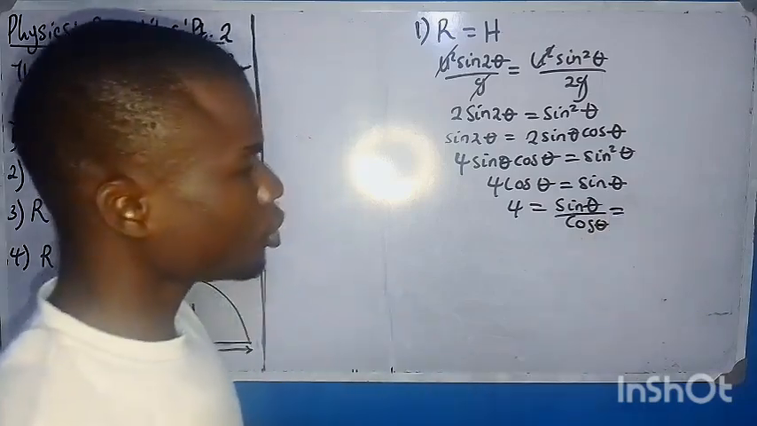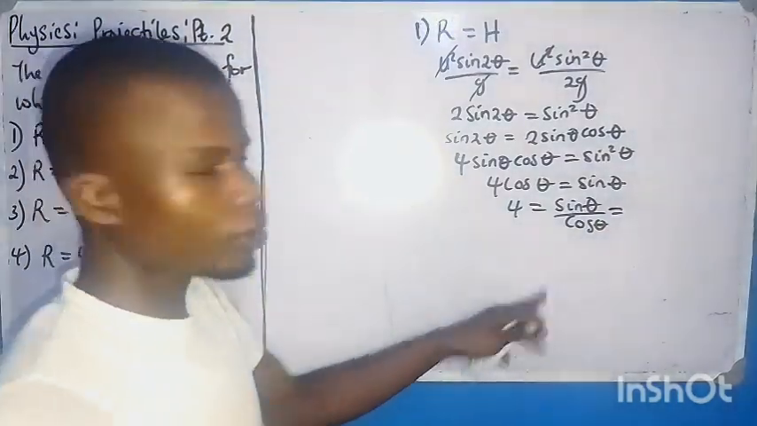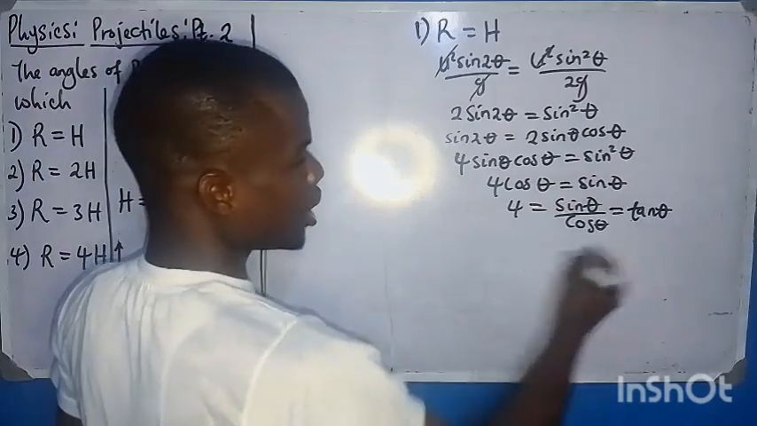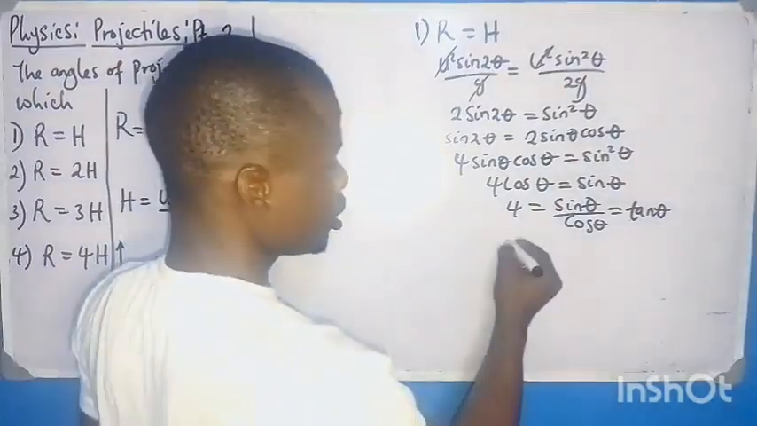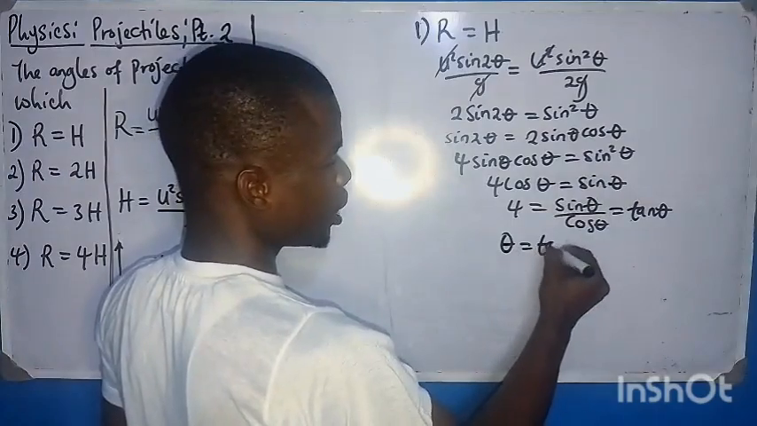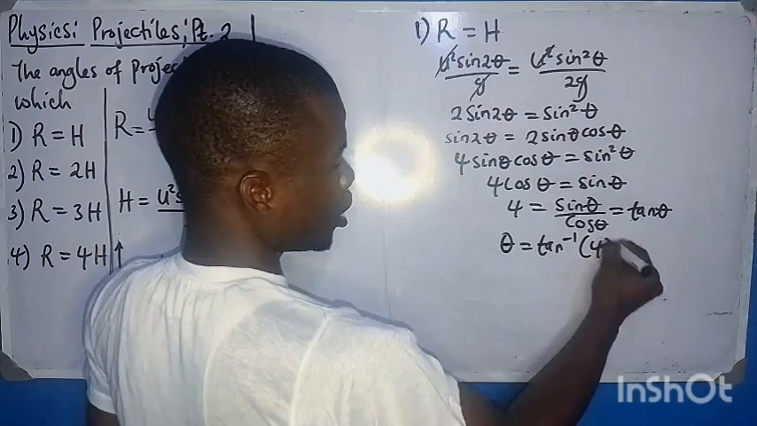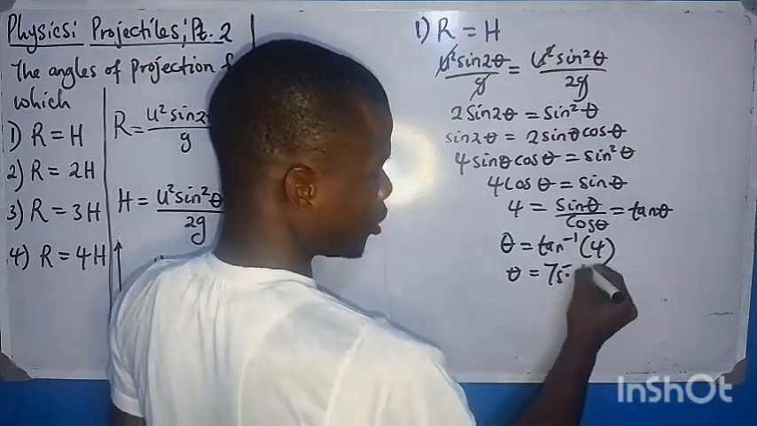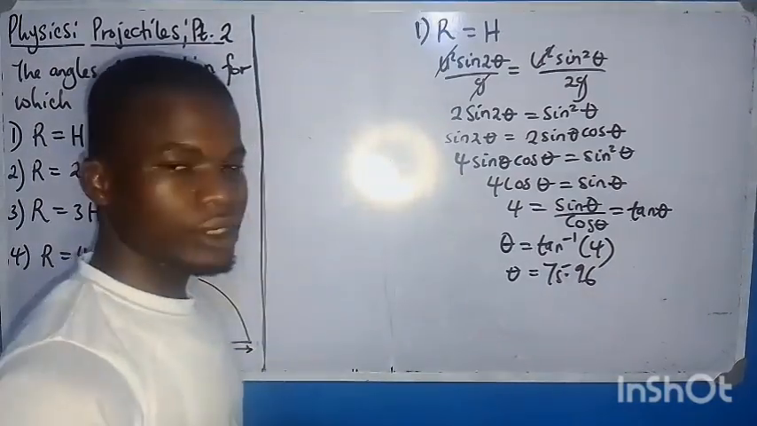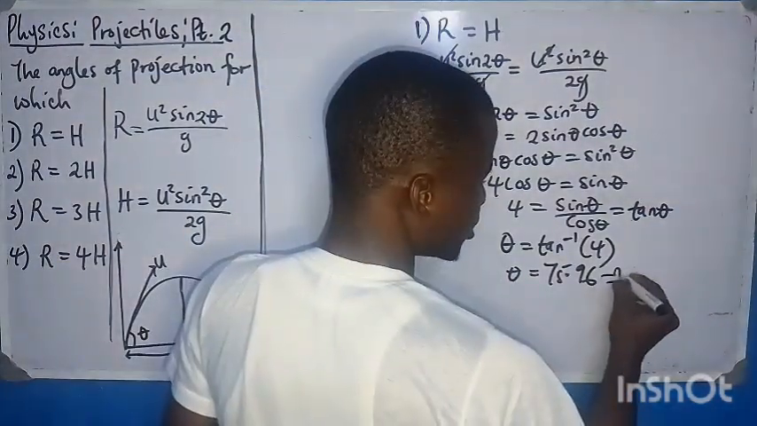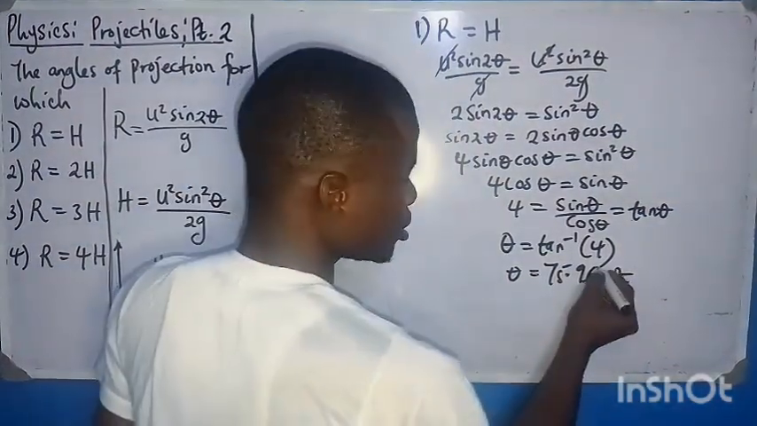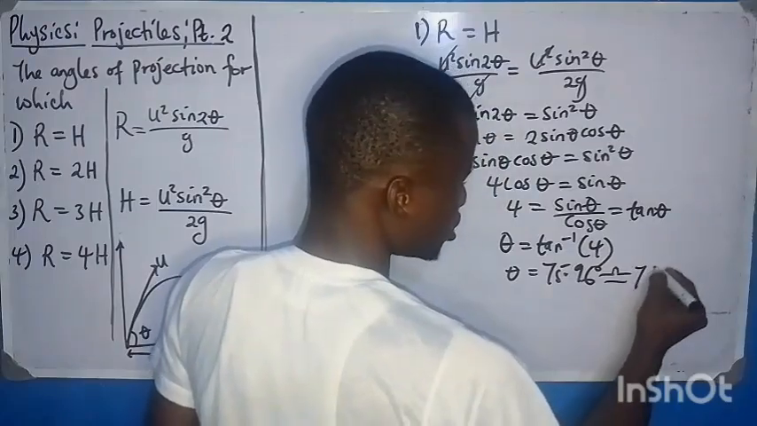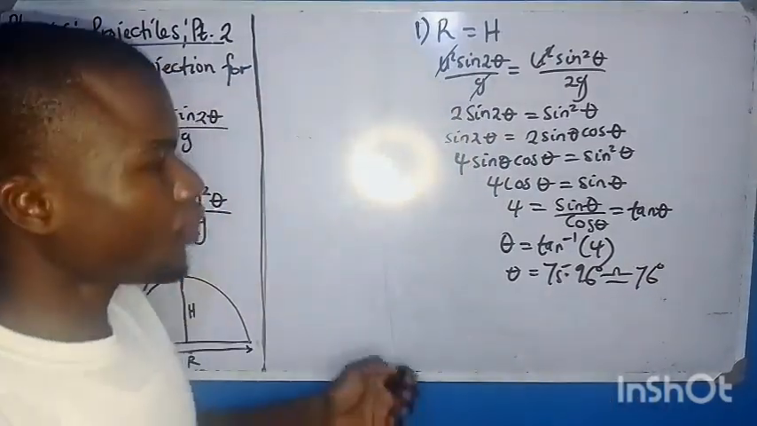And from your trigonometry, you should know that sine theta all over cos theta is tangent theta, tan theta. So for us to get theta itself, which is the angle that we are finding, theta becomes the tan inverse of 4. And the tan inverse of 4 is 75.96. So that means that at 75.96 degrees, our range is equal to the maximum height. That should be approximately 76 degrees. That's for the first case.